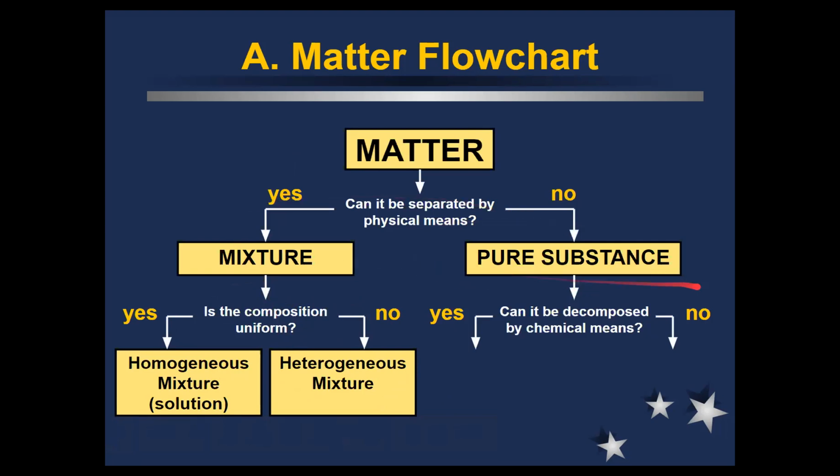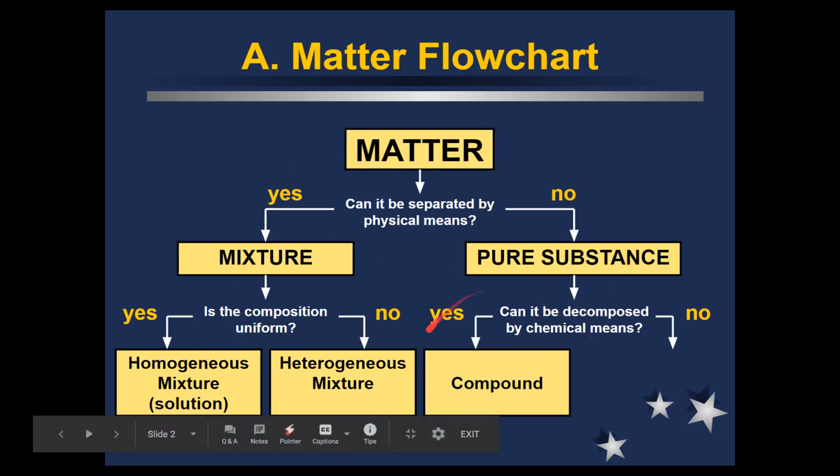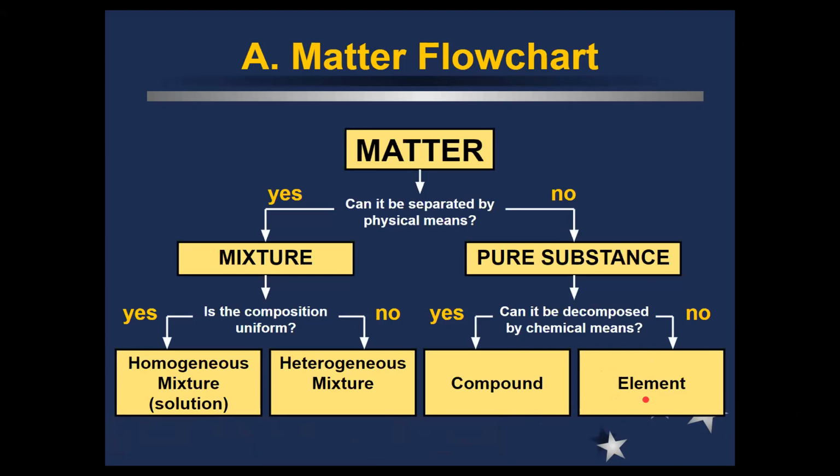Over on the pure substance side, if we have a substance where we have some different atoms that are bonded together, but if we put them through a chemical reaction, we could separate them apart, we have something called a compound. Whereas if we just have one single type of atom, only one type of atom is present, then that's just called an element. Like the periodic table that we've been talking about the last week or so, that shows all of the different elements that exist in the world.